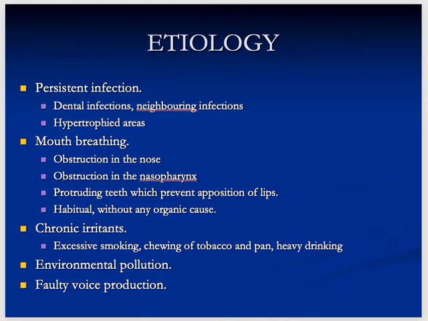For example, someone who has obstruction of the nose due to nasal polyps, or many people have allergies, or someone has obstruction due to adenoids, or many people have protruding teeth which prevent their lips from closing properly, so their mouth remains open. And some of the people are habitual, like they breathe by mouth. So breathing by mouth basically exposes your pharynx to the air which is not filtered by the nose.